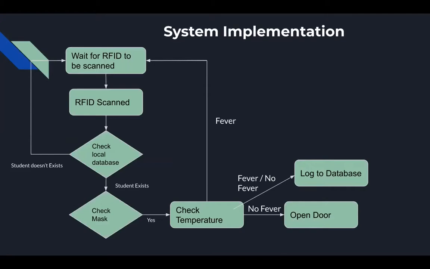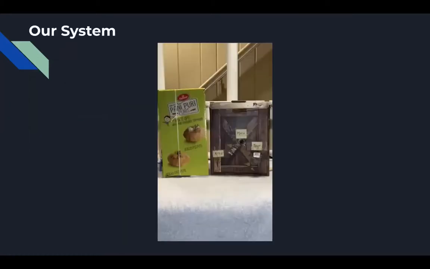All right, a quick overview of our system implementation and control flow, as we'll see later in the demo. Our system waits for an RFID to be scanned. Once it's scanned, it checks against the local database to see if the student or person exists. We check whether the person is wearing a mask and if their temperature is under the threshold of a fever. If not, the door remains locked. If you pass both tests, the door opens, and on all trials, it logs that information to our database.